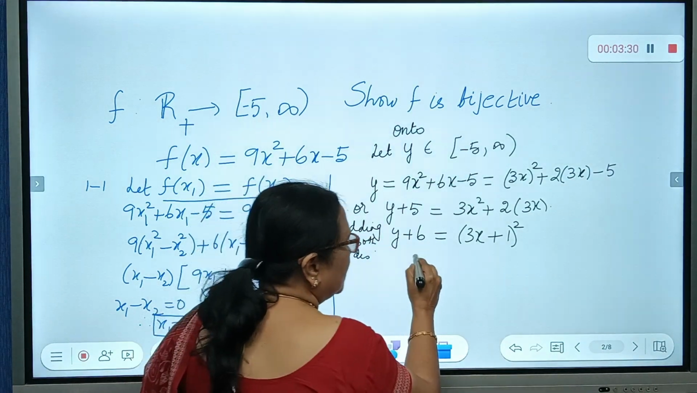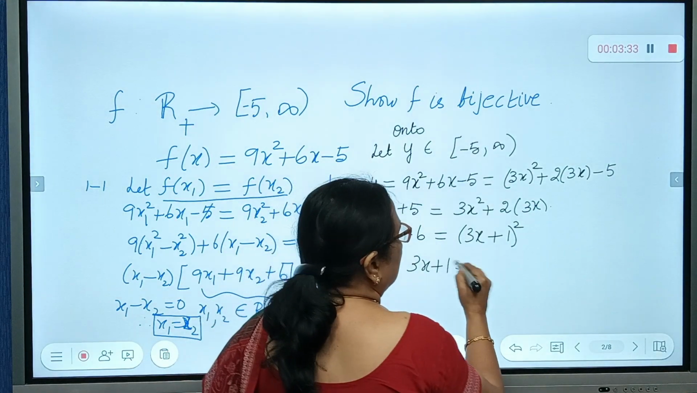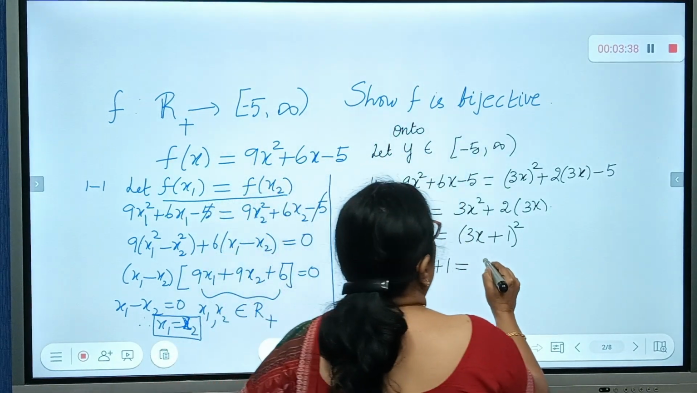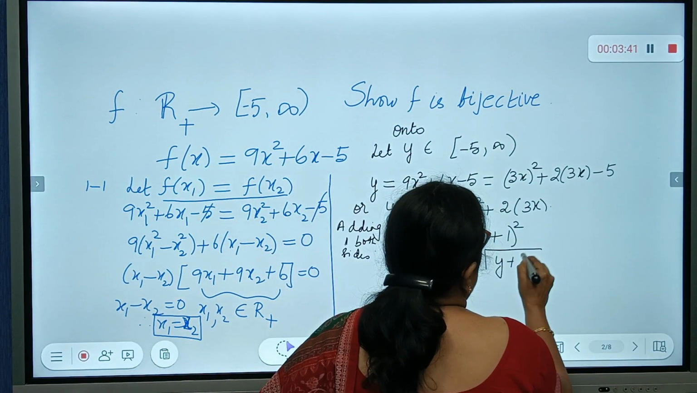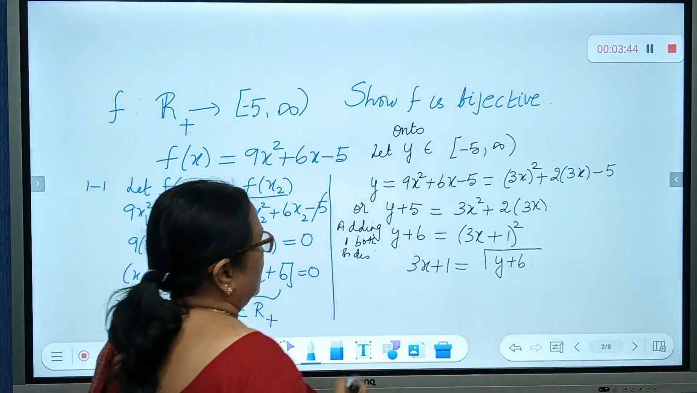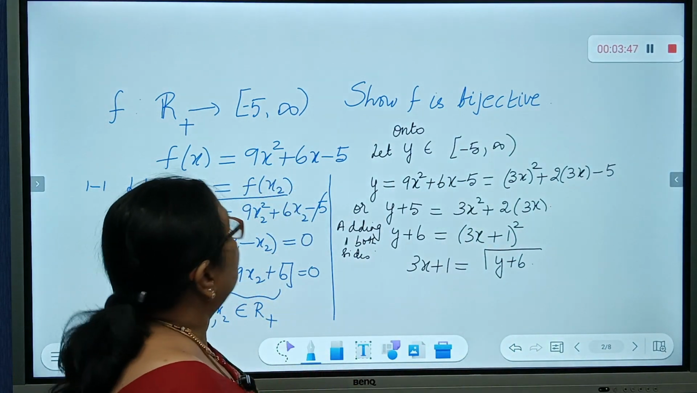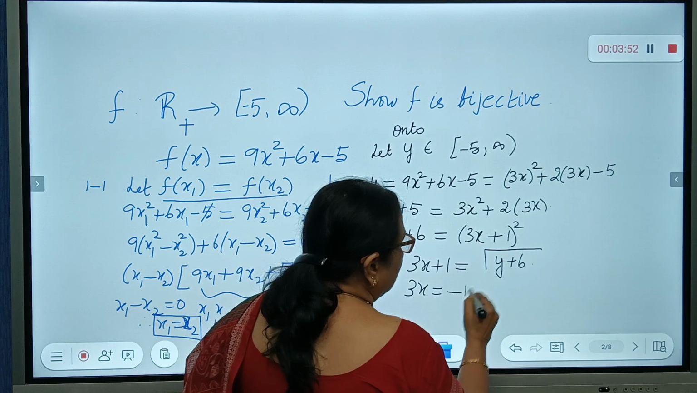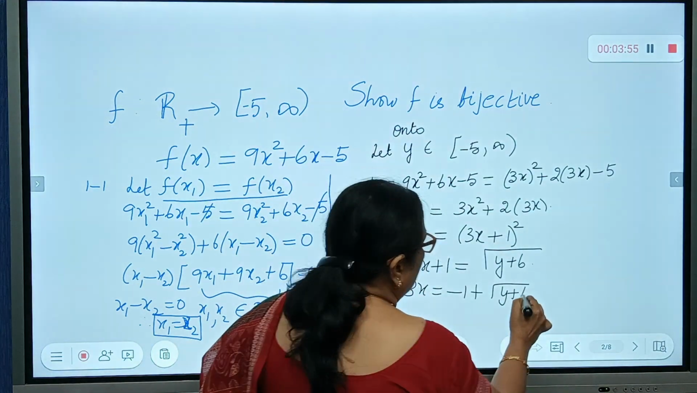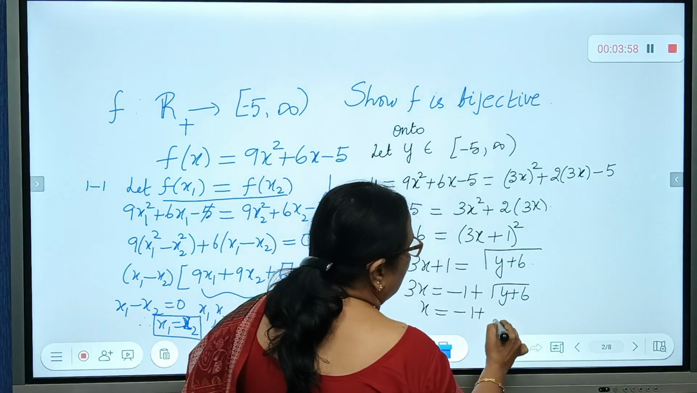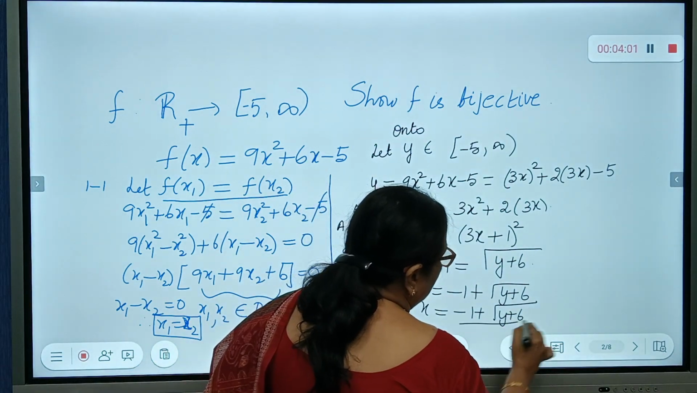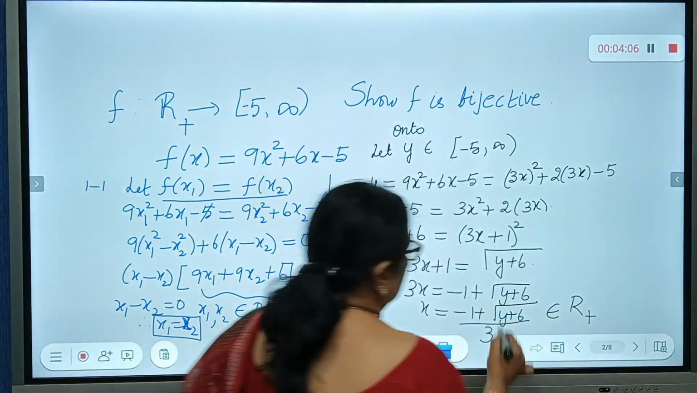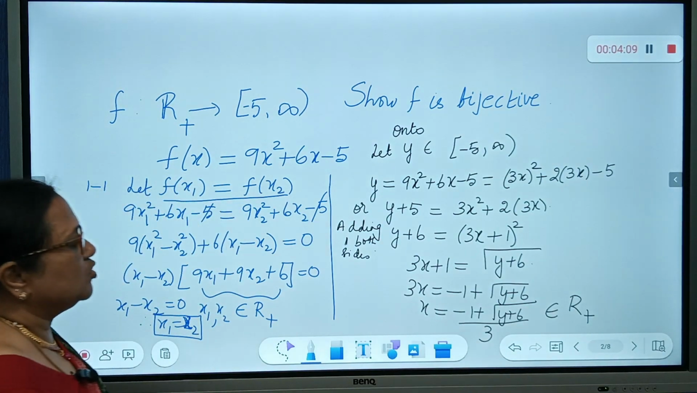Now from here you get 3x + 1. In normal circumstances it will be plus or minus root of y + 6. But in this context it will be only plus root of y + 6, because as you know we are having f from R+ to [-5, infinity). So 3x equals -1 + root of (y + 6), or x is equal to (-1 + root of (y + 6))/3, which belongs to R+.